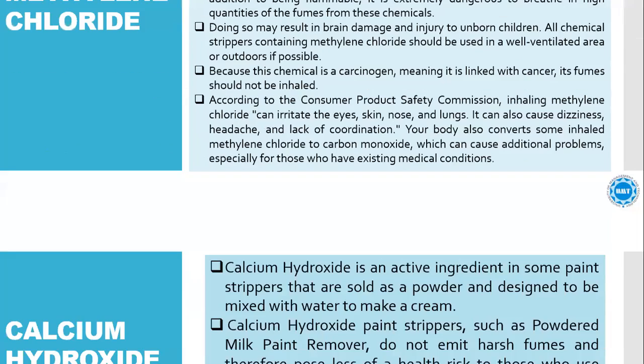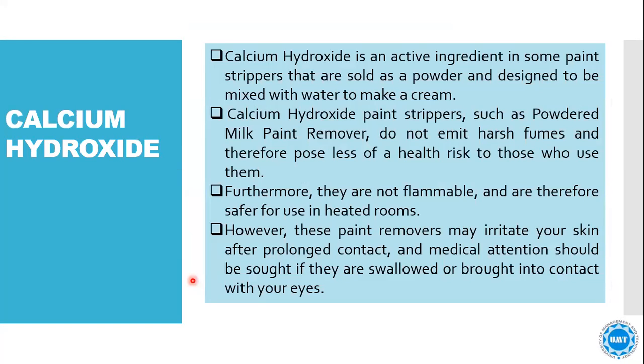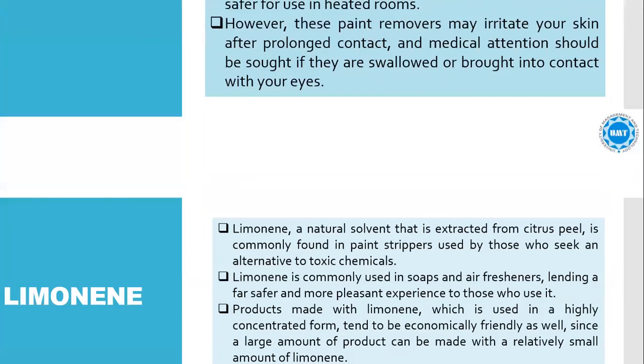Calcium hydroxide is an active reagent in some paint strippers that are sold as powder and designed to be mixed with water to make a cream. Calcium hydroxide paint strippers, such as powdered milk paint remover, do not emit harsh fumes and therefore pose less health risk to those who use them. Furthermore, they are not flammable and are therefore safer for use in a heated room. However, these paint strippers may irritate your skin after prolonged contact, and medical attention should be sought if they are swallowed or brought into contact with your eyes.